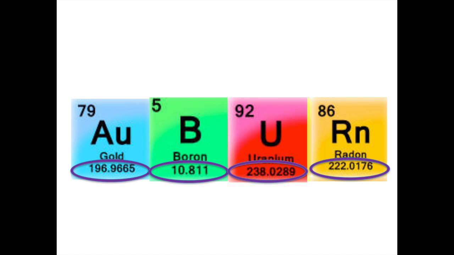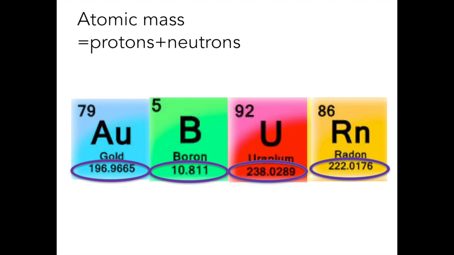Then there's this other number down here. And you can see those numbers are not nice round numbers. They've got a decimal place and 4 numbers after them. So what's going on there? So that is the atomic mass.